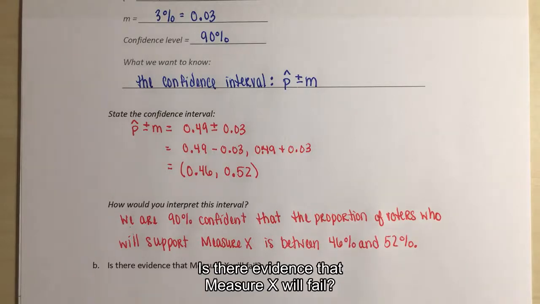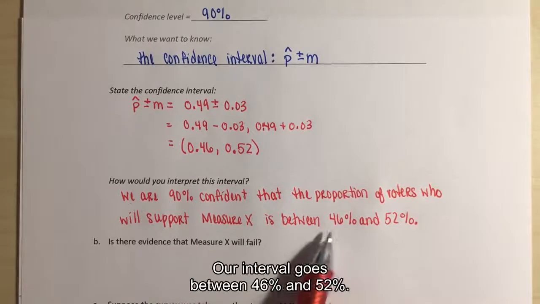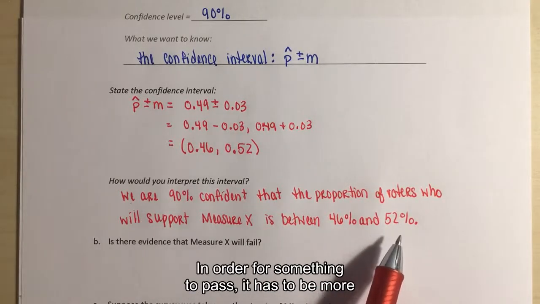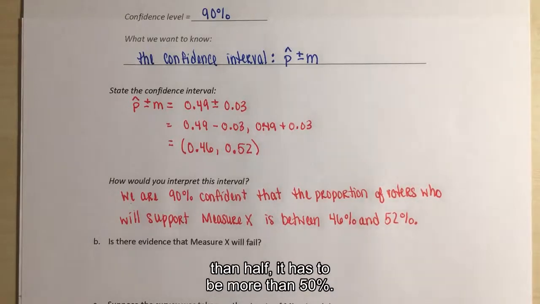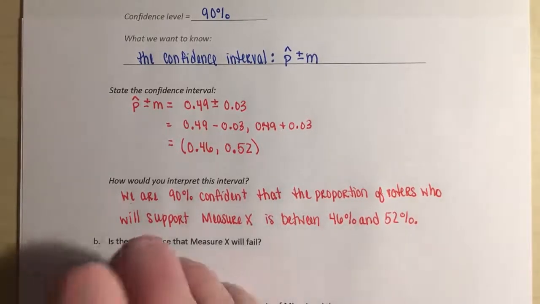Is there evidence that Measure X will fail? Well, here we're actually going to look at our interval. Our interval goes between 46% and 52%. In order for something to pass, it has to be more than half. It has to be more than 50%. Our interval drops below 50%. So we're going to say yes.